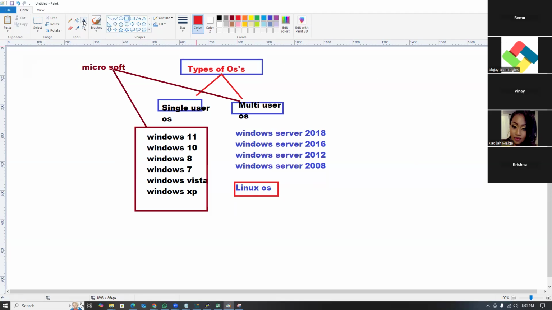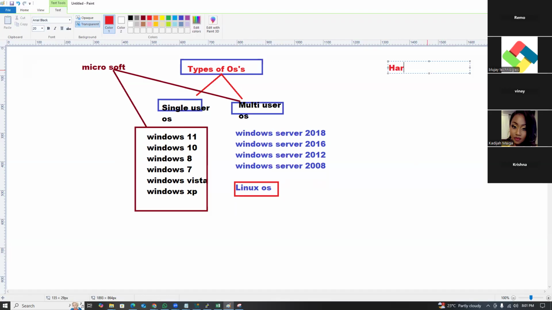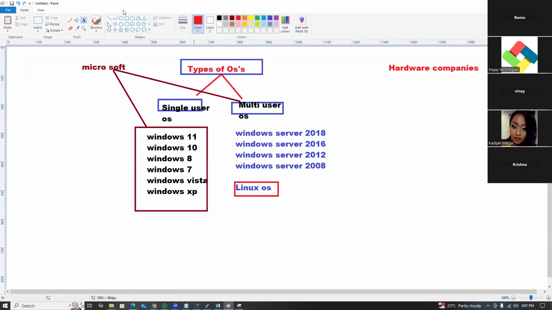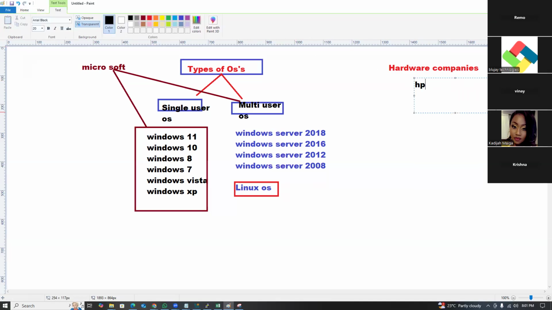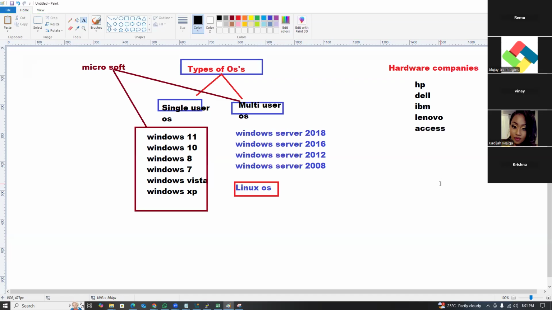It's the same with hardware. Hardware companies. Who are the hardware companies, guys? Tell me. HP, Dell, IBM, Lenovo, Asus, Toshiba, something like that. These are all hardware companies.